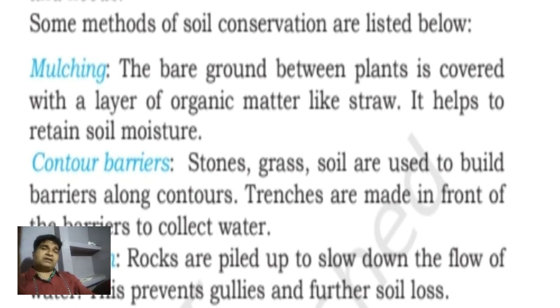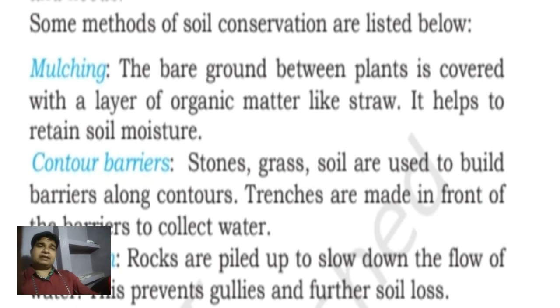First one is mulching. The bare ground, bare means nothing is there, plain ground between plants is covered with a layer of organic matter like straw. Straw means ghas, you say in Hindi. It helps to retain, means protect, conserve soil moisture. So if you are spreading some grass on the land surface, the moisture is not lost, it grabs the moisture there.